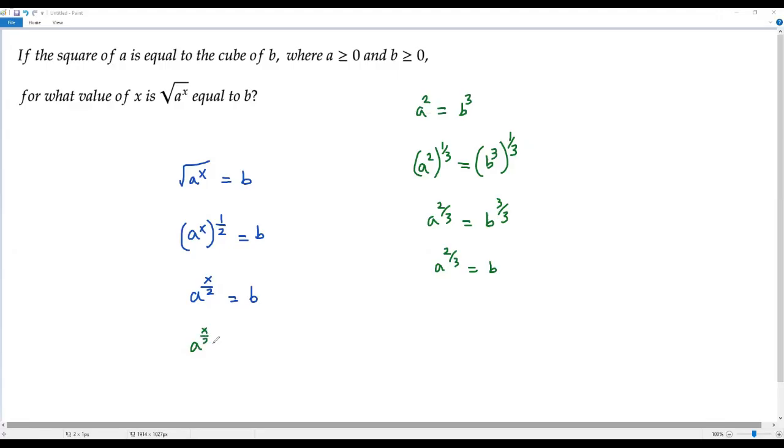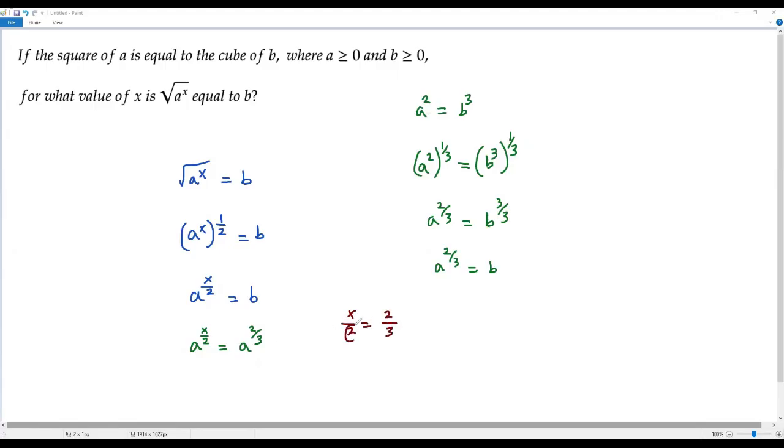That is a to the power of x over 2 equals a to the power of 2 over 3. Okay, now two powers are equal with the same base. That is, the base on the left side is a, the base on the right side is also a. So whenever two powers are equal with the same base, we can equate the exponents. Okay, now let me equate the exponents. Then I am getting x over 2 equals 2 over 3.